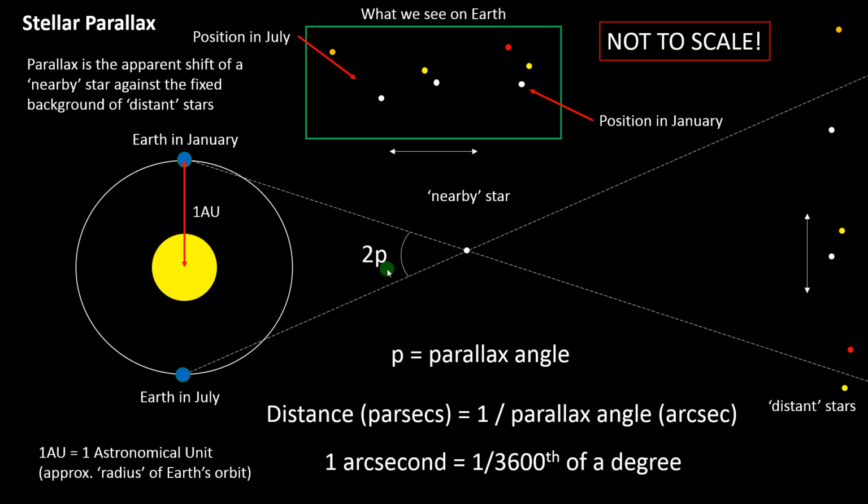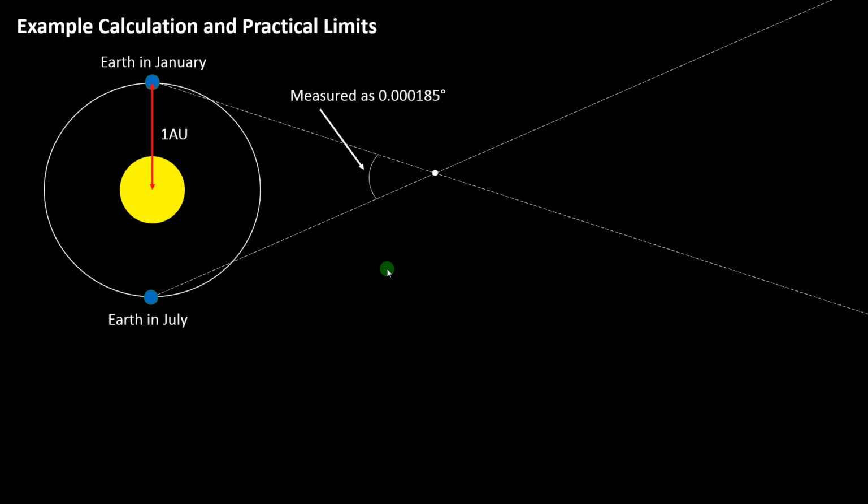I'm just going to run you through one example of a calculation using this idea, and then some limitations on this method of measurement as well. So here's our diagram simplified with all the extra stuff stripped out, and all I've done is label this measured angle in degrees as 0.000185 degrees, a tiny, tiny angle.